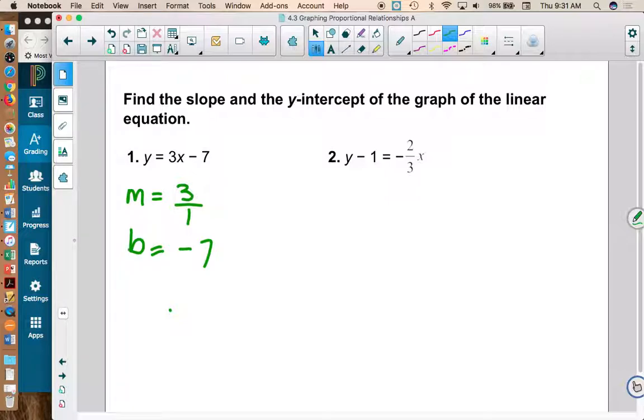Okay, take a look at what Madison has drawn. Does your graph look like hers? Everybody agree with it?